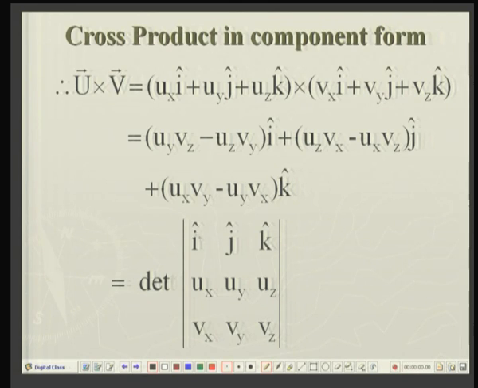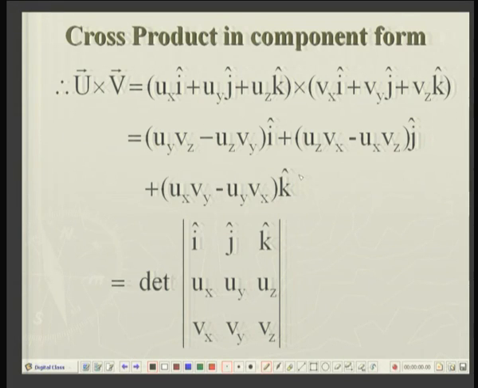Okay. So, if I carry out the determinant operation, that is for finding out the determinant of this 3 by 3 matrix, the expression will be exactly as given over here. Perhaps this expression is easier to remember than this. So, you can easily check yourself.